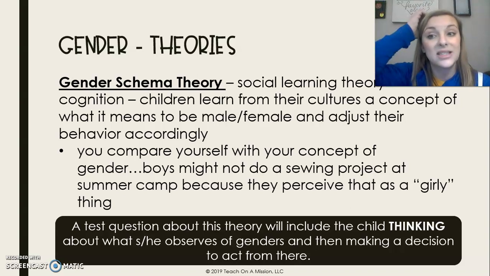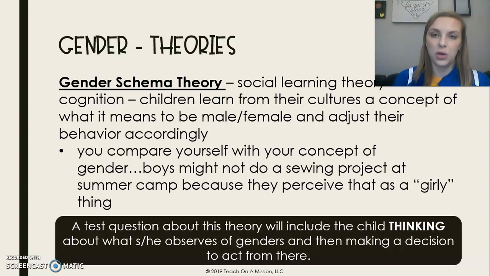So it's the idea of, okay, a boy has a choice between taking a sewing class and taking a martial arts class. Johnny thinks about it and then decides that it is better for him to take the martial arts class because it is more for boys. Okay, that's the idea of the gender schema theory.